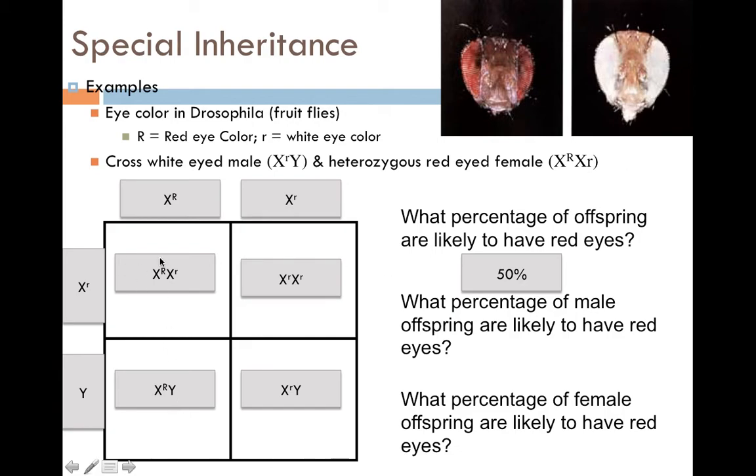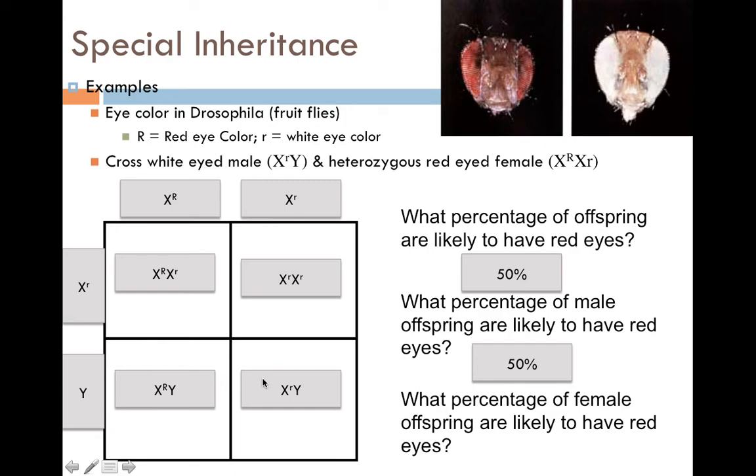So these guys over here, because they at least have one copy of that dominant gene, that normal gene. What percentage of the male offspring are likely to have red eyes? So remember, ignore those females. These 2 boxes for these purposes do not exist. So the males with red eyes, that's actually only going to be this one over here. So that's 50% of the males, 1 out of 2. I have 2 boxes for my males, this one and this one.